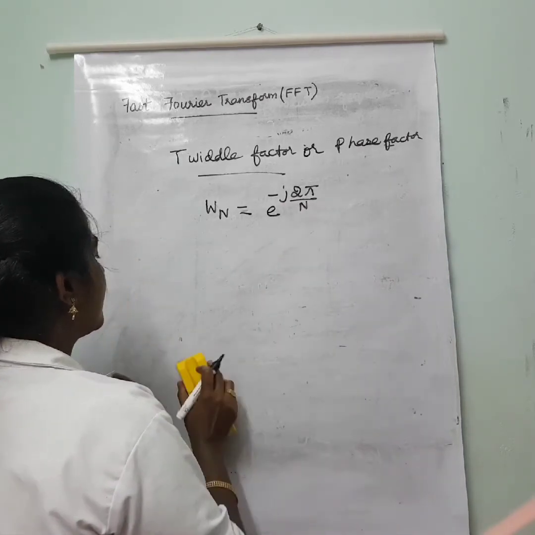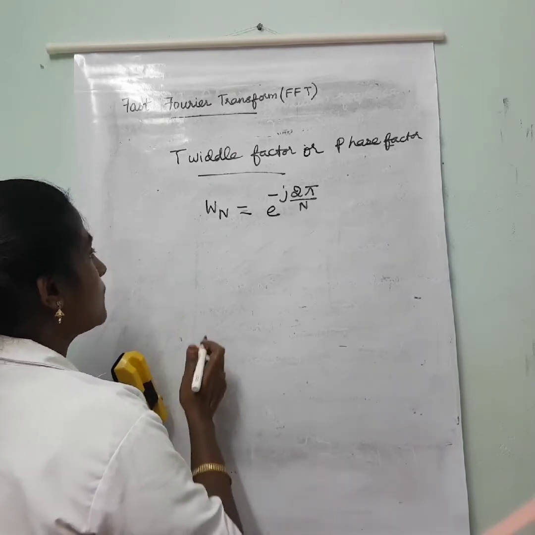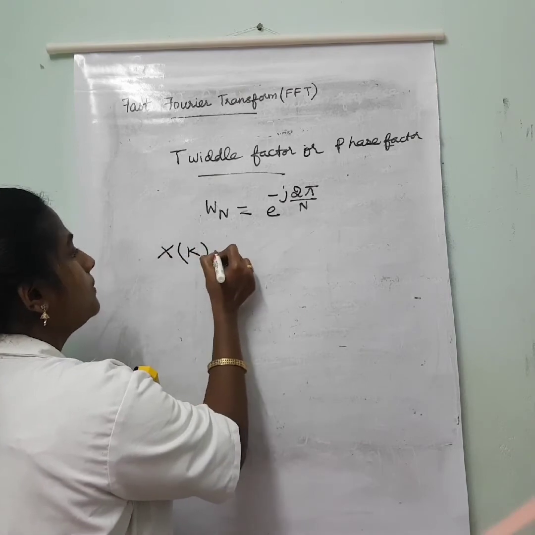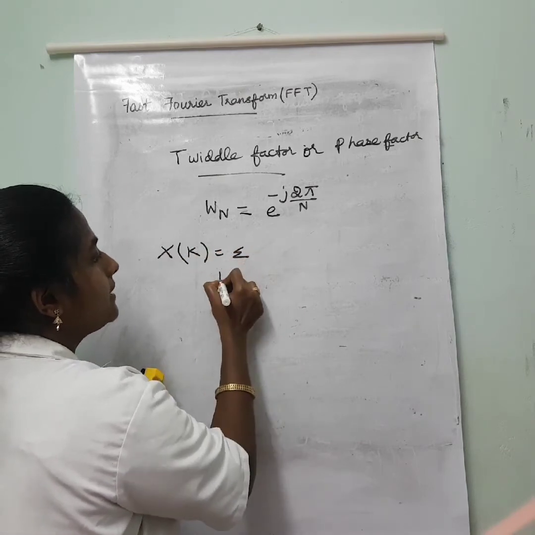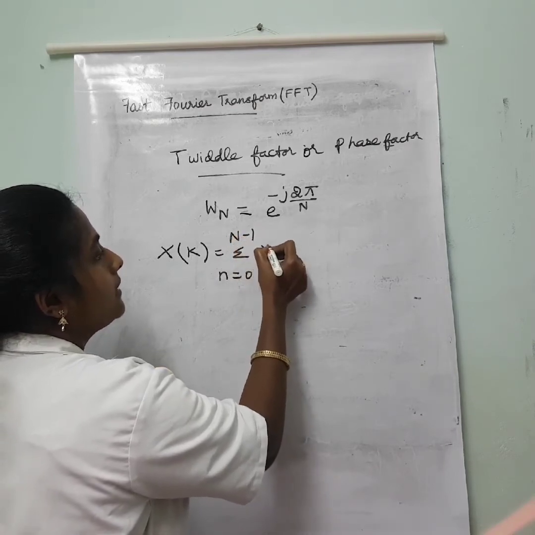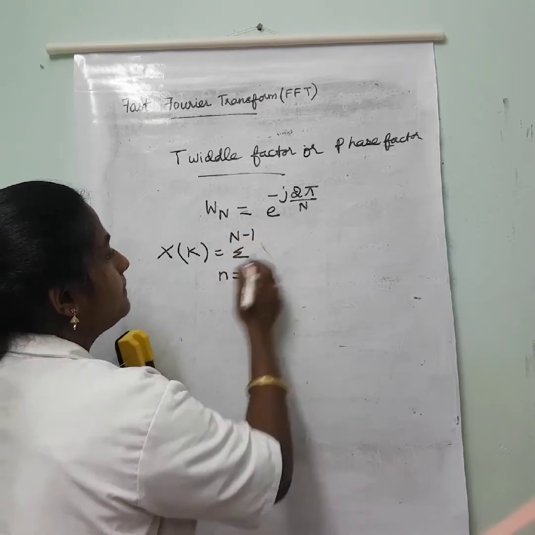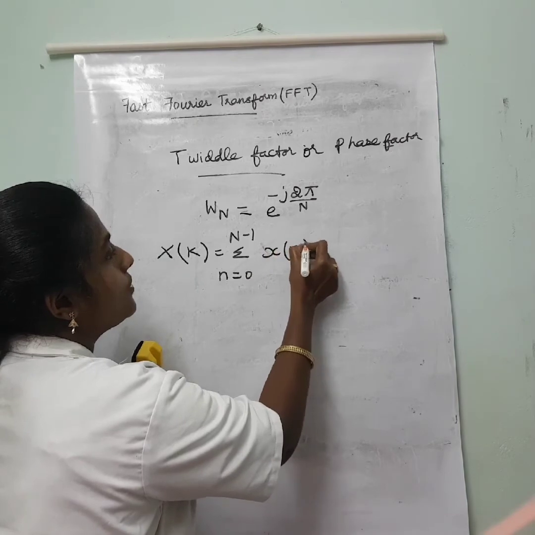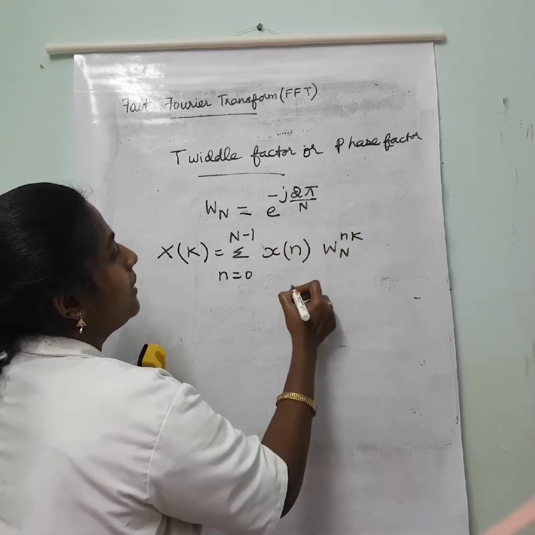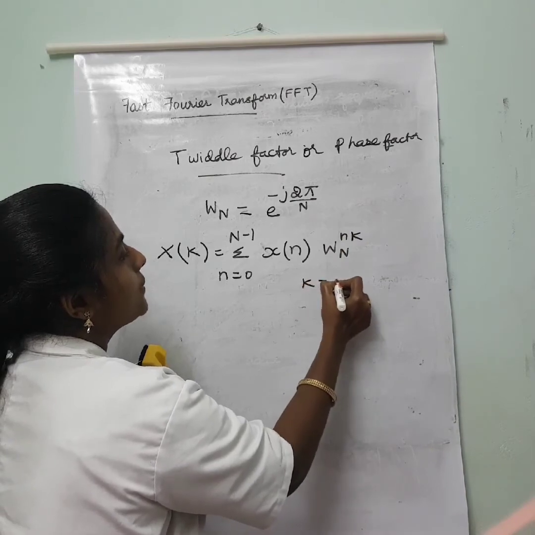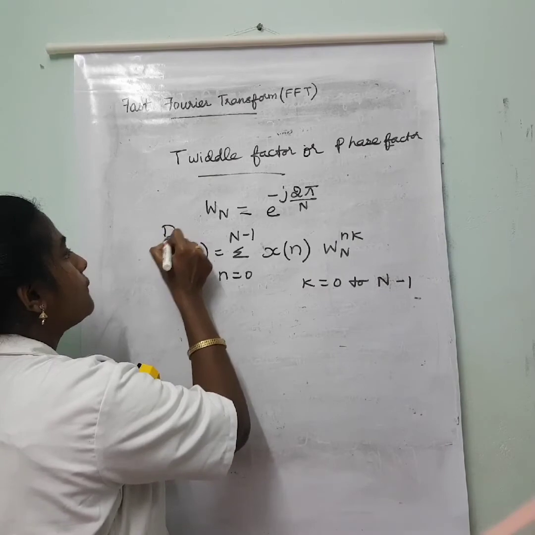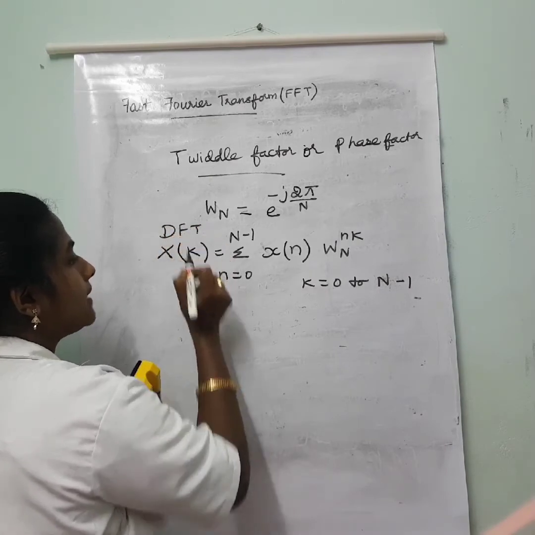So we can write the discrete Fourier transform formula as X of k is equal to summation n is equal to 0 to n minus 1 x of n into Wn power nk, where k is equal to 0 to n minus 1. This is the formula for DFT.